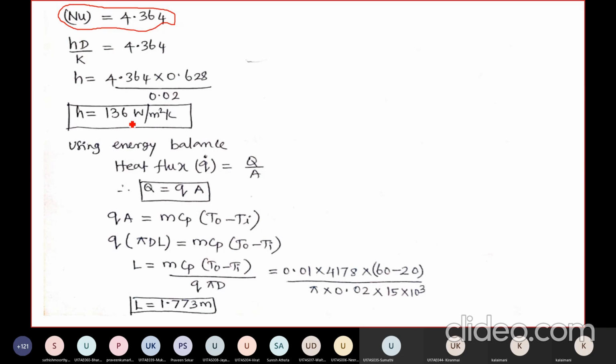From that, I find the convective heat transfer coefficient: 136 watt per meter square Kelvin. Then I use the energy balance equation with the heat flux. In this problem, the heat flux is given. Heat flux is nothing but the heat transfer per unit area.